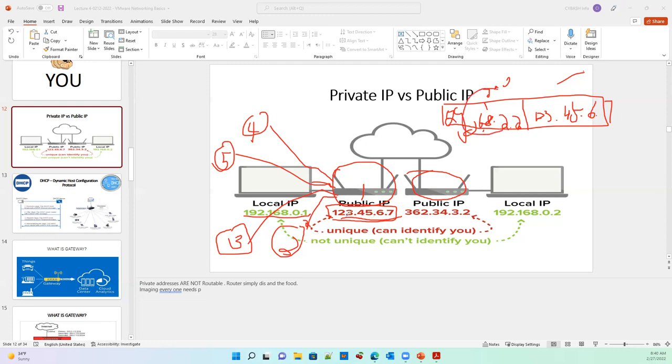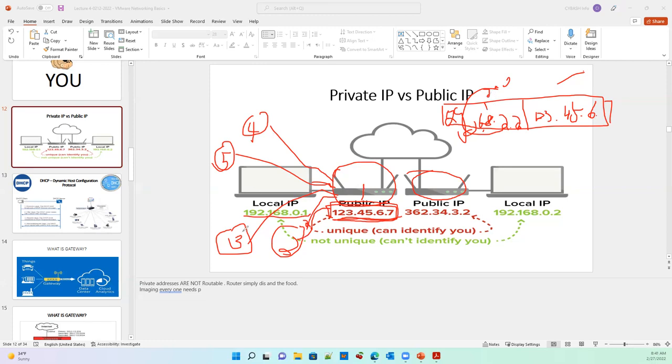So your local 192.168.2.2 will never go on the internet. This is your representative, representing you to the internet, and any traffic that comes through will pass to this computer, because you have a table registering whatever request you made.